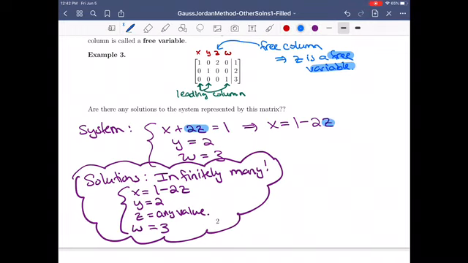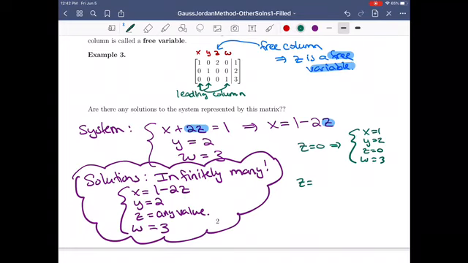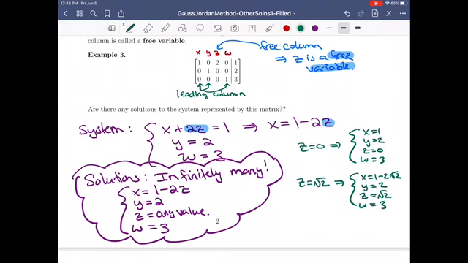So then if you had, say, z equals 0, you would have the solution x equals 1, y equals 2, z equals 0, w equals 3. If you had z equals, you can pick whatever you want. It could be like root 2. Then your solution would be x equals 1 minus 2 root 2, y would be 2, z would be root 2, w would be 3. You can pick whatever you want for z and you get a different solution.